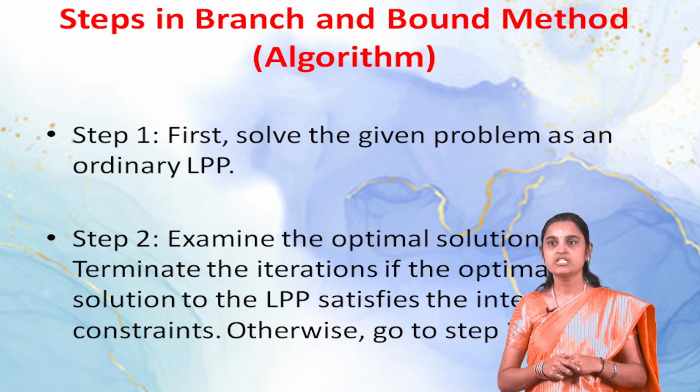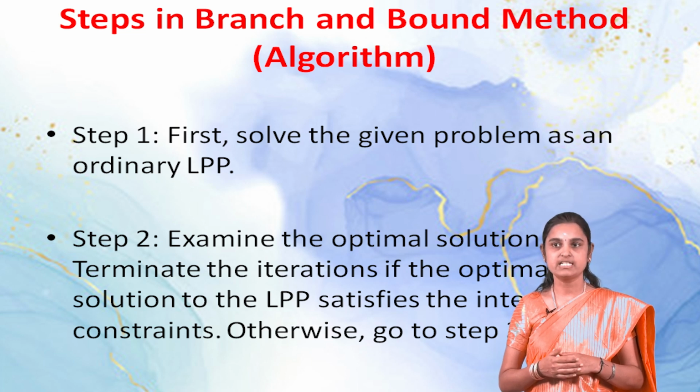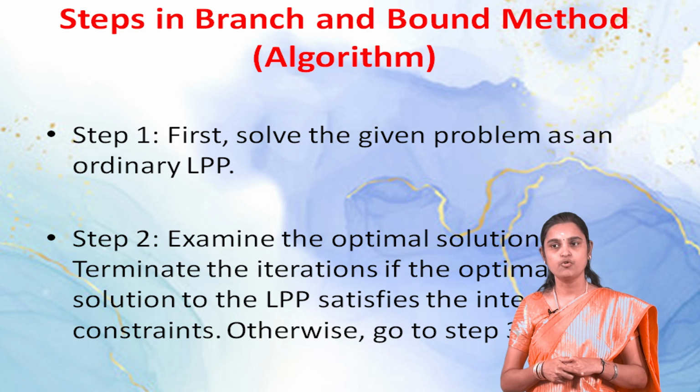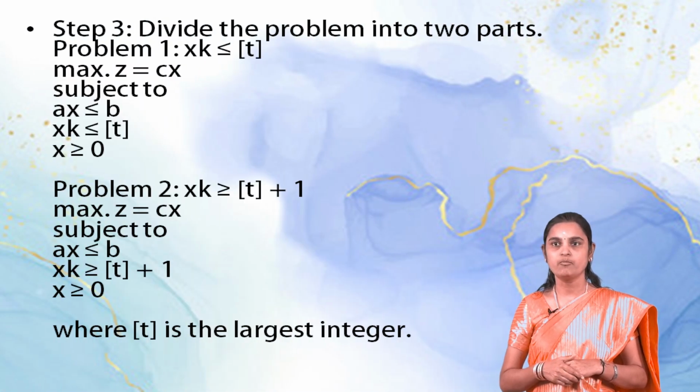In step 1, solve the given problem as an ordinary LPP. First of all, you have to convert it into an ordinary linear programming problem. Then in step 2, we have to examine the optimal solution. Terminate the iterations if the optimal solution to the LPP satisfies the integer constraints. Otherwise, go to step 3. So what is step 3? Now divide the problem into two parts. In problem 1, xk is less than or equal to t. In problem 2, xk is greater than or equal to t plus 1.